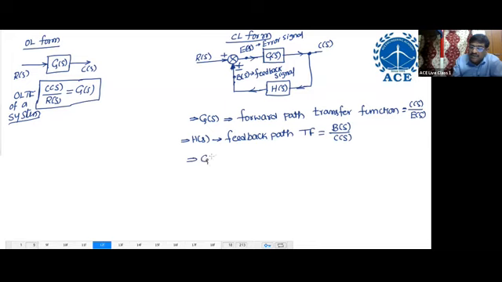Next, G of S into H of S is called loop gain. Which loop gain, open loop or closed loop? It is called open loop gain. Don't say closed loop; closed loop means G by 1 plus G of S H of S. GH is called the open loop gain. Why it is called open loop gain: to obtain G of S H of S, we require breaking the loop.